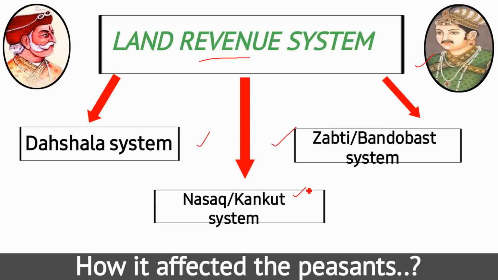Apart from these three systems, one more system we will discuss here is Galla Bakshi or the Batai system. We will also discuss the contribution of Todar Mal in strengthening the Zabti system or the Bandobast system, of which the Dehsala system is an extended version. Apart from that, how these systems affected the peasants, and what contributions were given by Akbar to strengthen the livelihoods of the peasants.